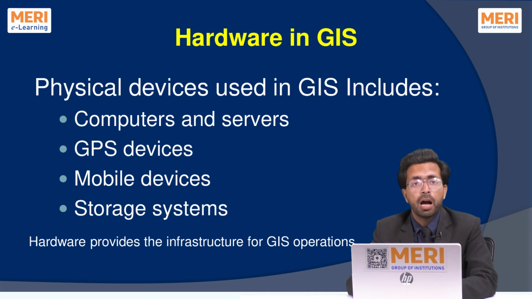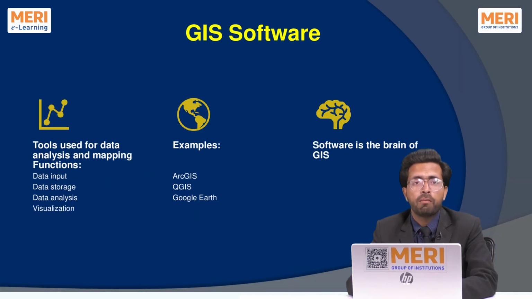In summary, hardware provides the physical foundation required for GIS operations. Without proper hardware, it is not possible to store, process or analyze geographic data efficiently. The second component of GIS is software. While hardware provides the physical infrastructure, software provides the tools that allow users to interact with the system and perform GIS operations. GIS software is used for data input, storage, analysis, and visualization.